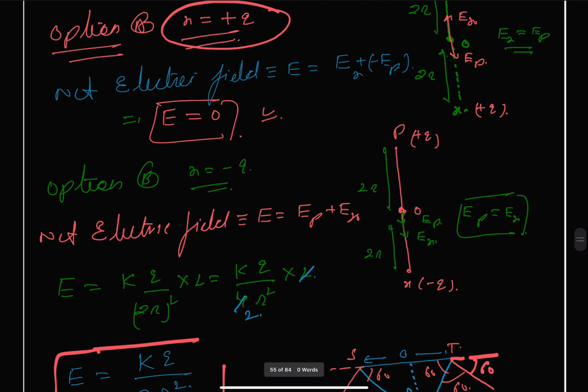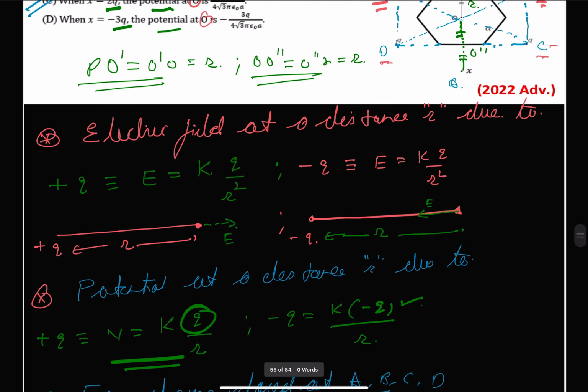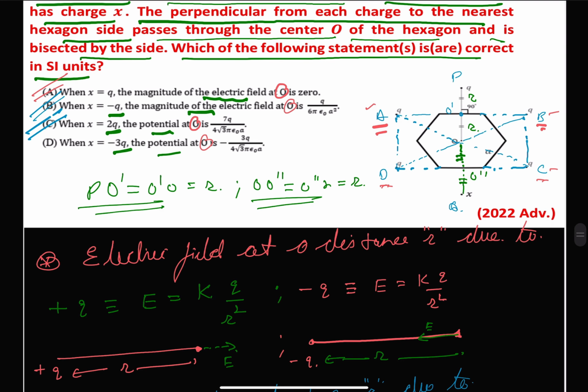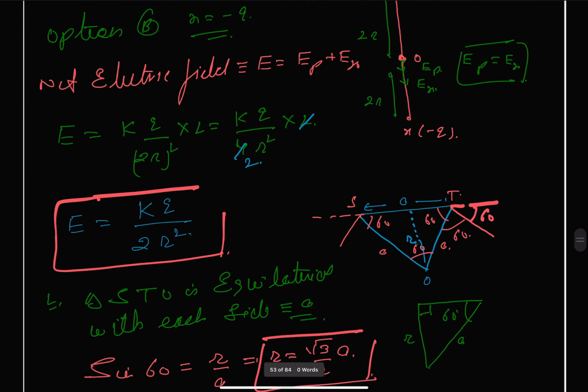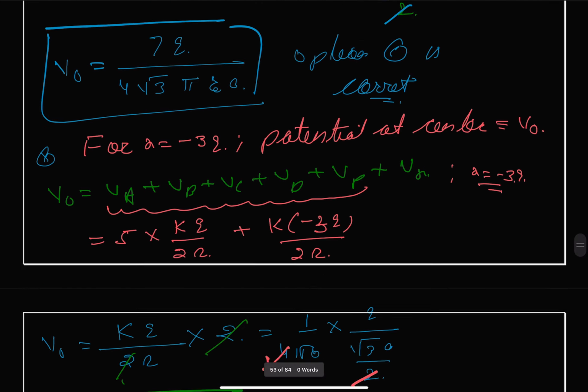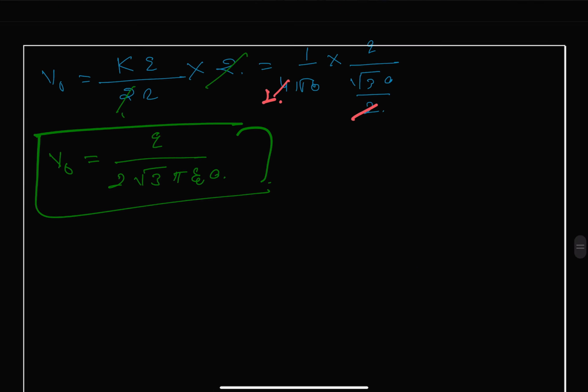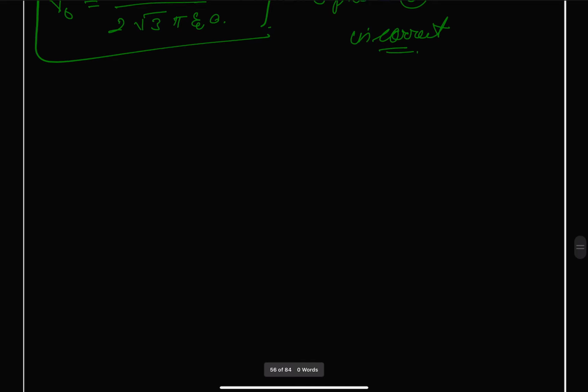And the option clearly gives us that this is incorrect. So option D is incorrect. Next question.